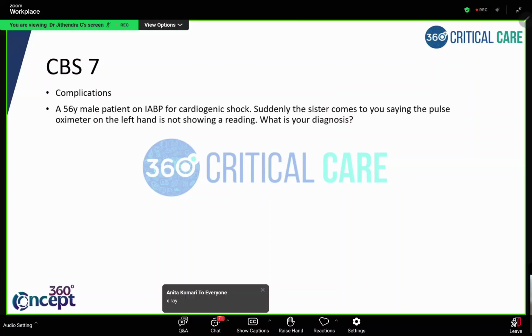Okay. So complications. You get a question on complications. A 56-year-old male patient on IABP for cardiogenic shock. Suddenly the sister comes to you saying the pulse oximeter on the left hand is not showing a reading. What is your diagnosis? I'll read the answers.